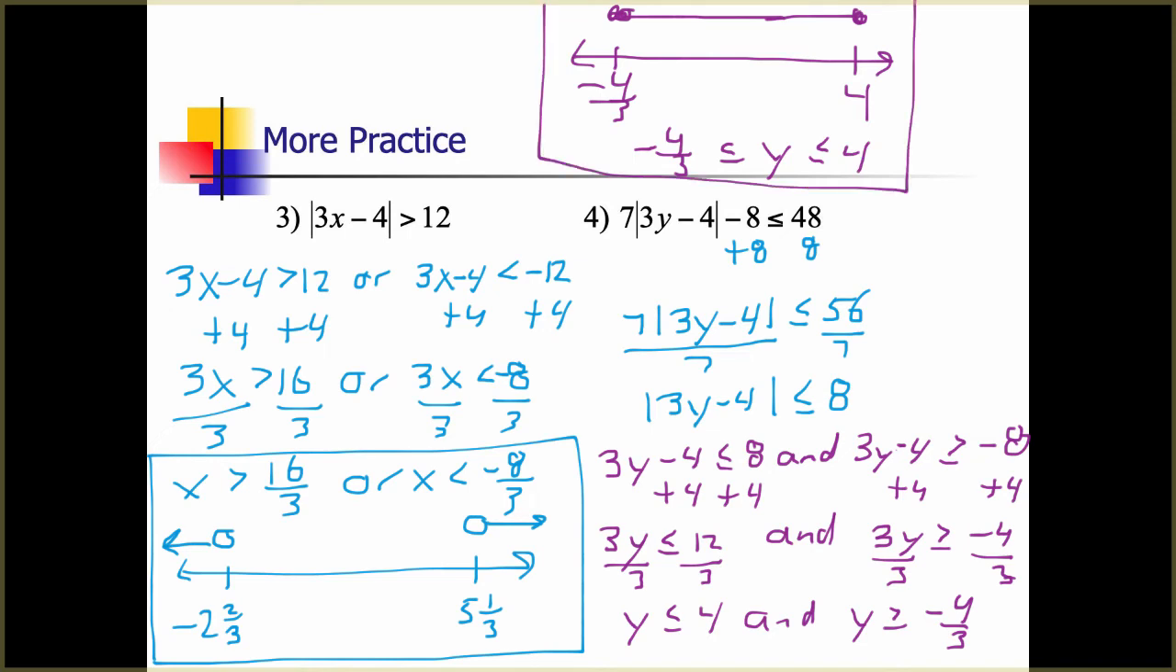There is my inequality. And with compound ands, they must be written as one inequality. I do not want to see that "and" written in there. They need to be written as one compound inequality.